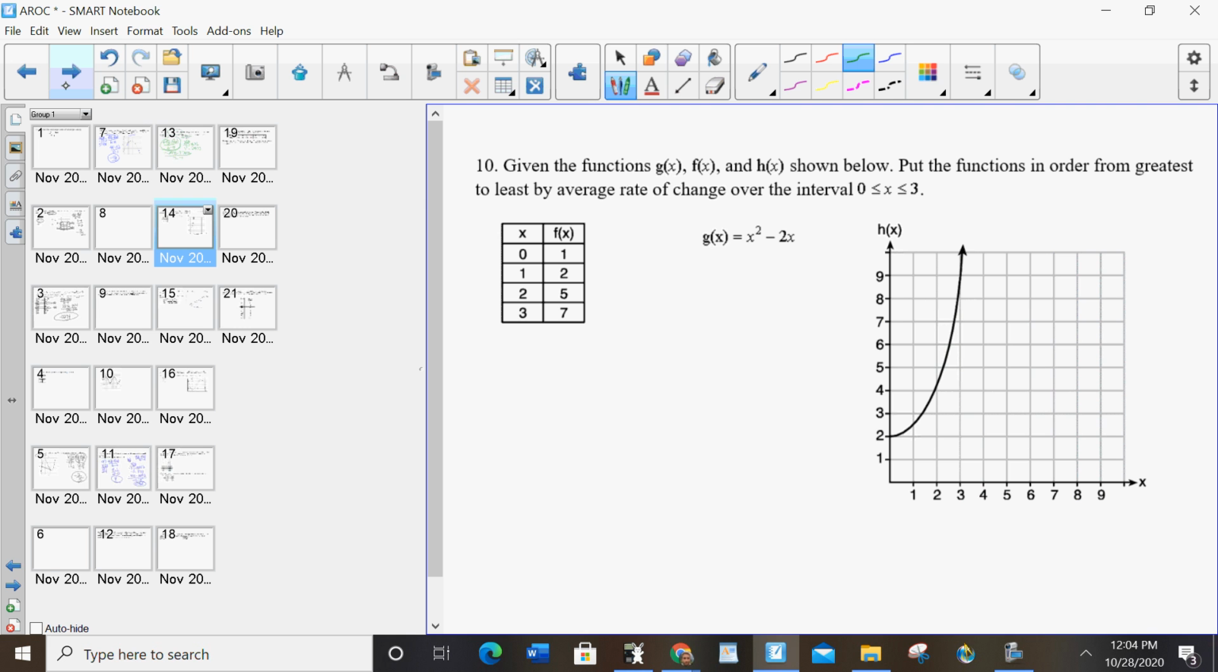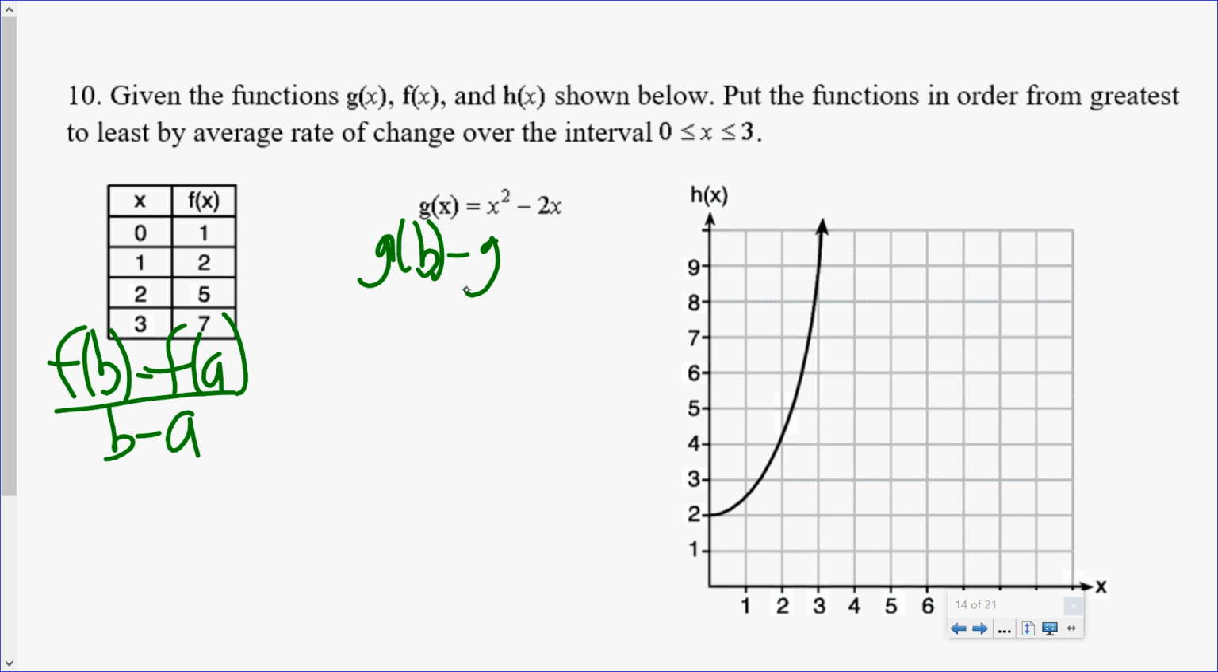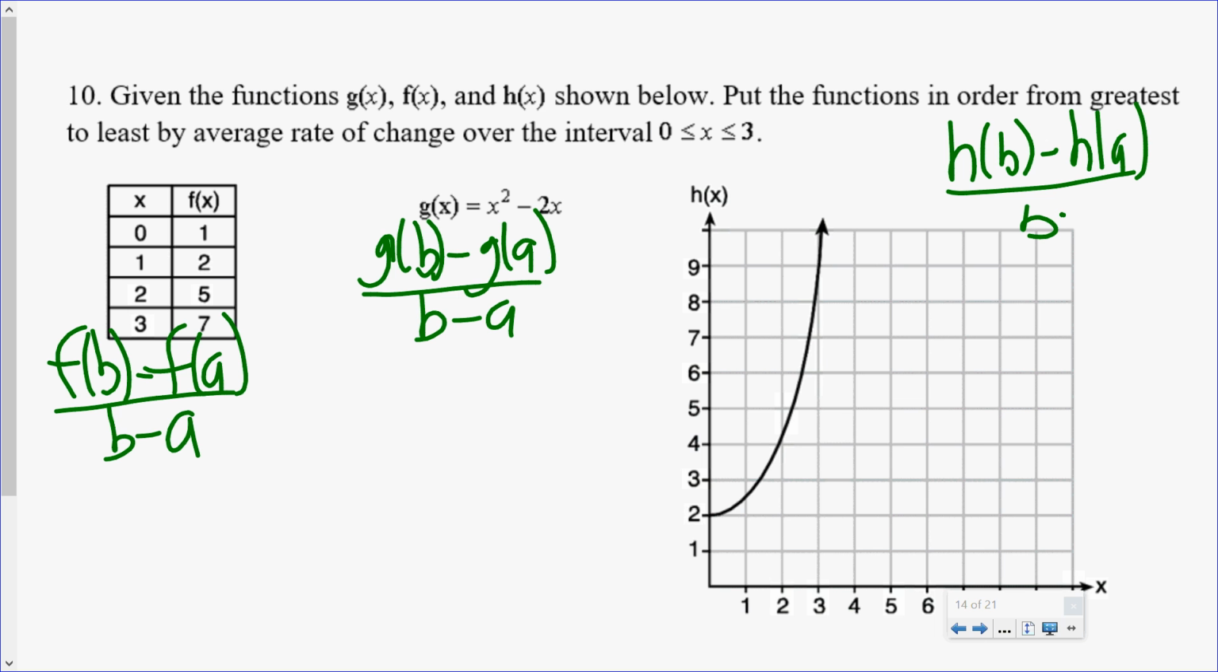So I need to do F of B minus F of A over B minus A. I need to do G of B minus G of A over B minus A. And I need to do H of B minus H of A over B minus A. It has to tell you what your A and B values are, 0 and 3.